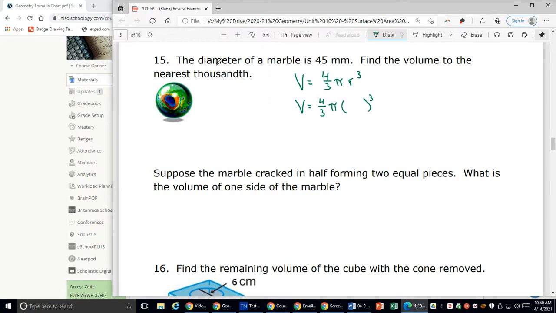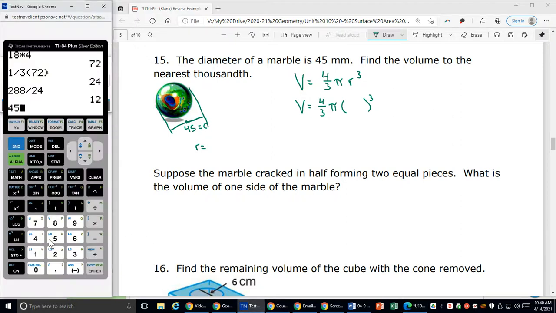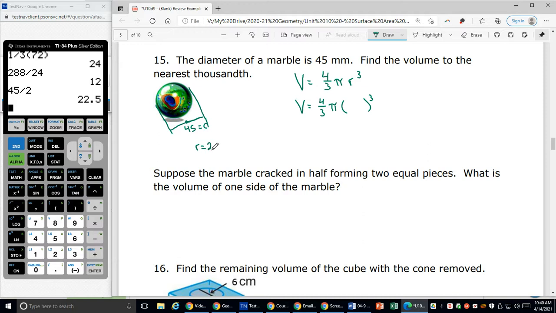Okay, the diameter is 45. So if all the way across is 45, then just halfway across is going to be half of 45, right? So if that's my diameter, then my radius is going to be 45 divided in half, which is 22.5. So that is my radius.